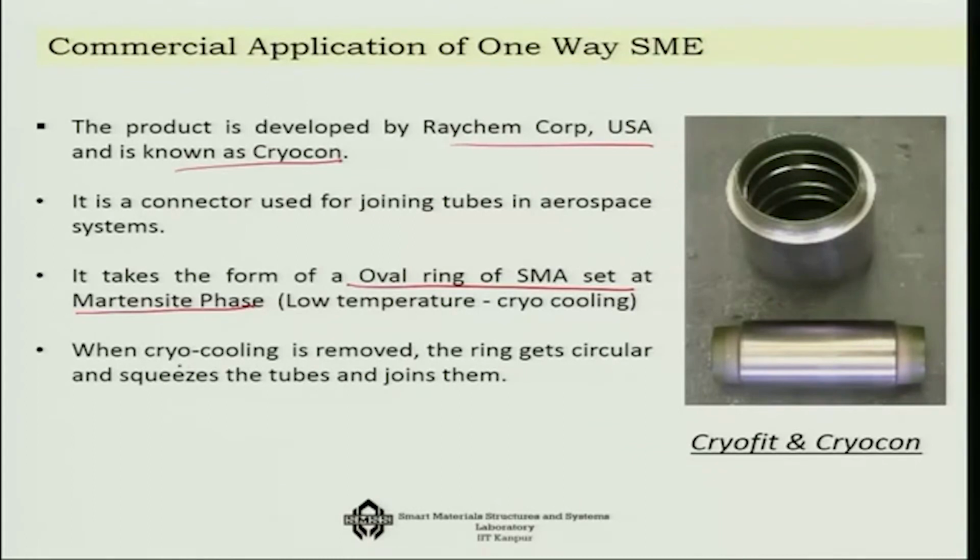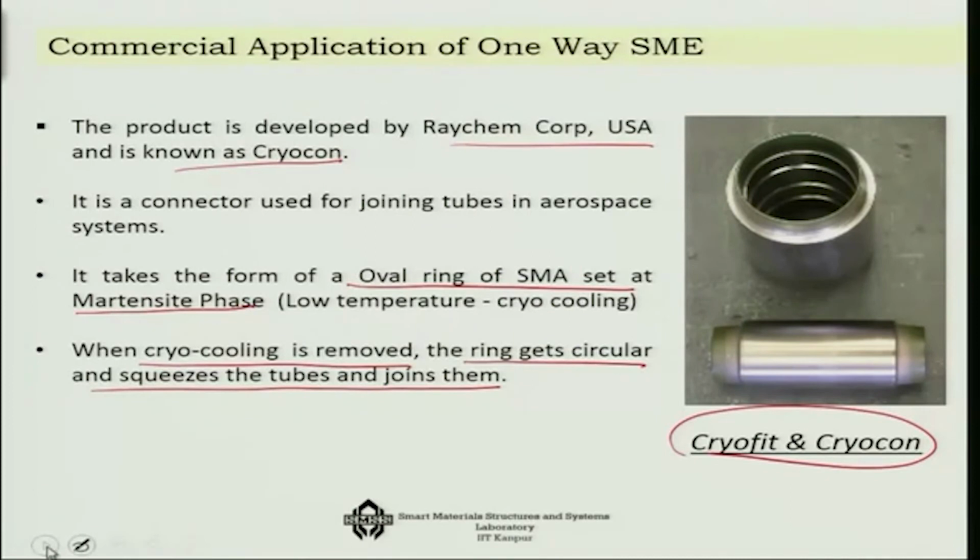Now when cryocooling is removed, that means from low temperature, when you are coming back to high temperature, the ring gets circular and squeezes the tubes and joins the two tubes. So it starts from an oval shape, you fit it, and then you remove the cryocooling and it fits the two connectors. So that is the cryofit and cryocon system. So this is one of the effects of the one-way shape memory effect.